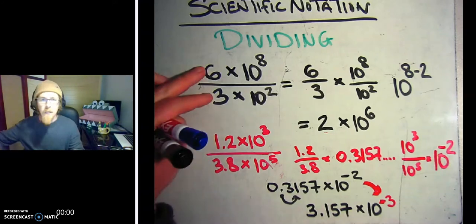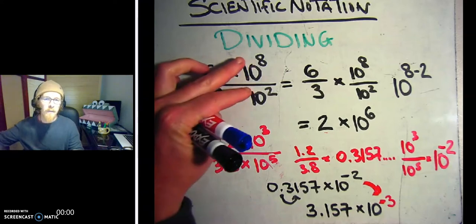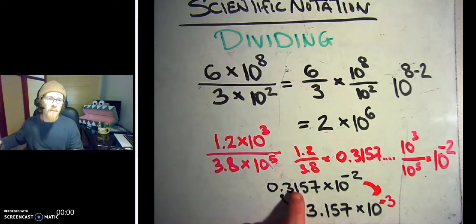So this has been scientific notation dividing. We divided the numbers, we divided the powers of 10, and then we accounted for any non-scientific notation answer by changing our powers of 10.